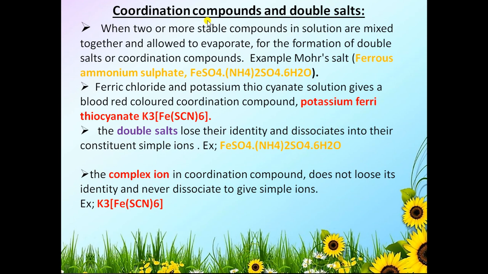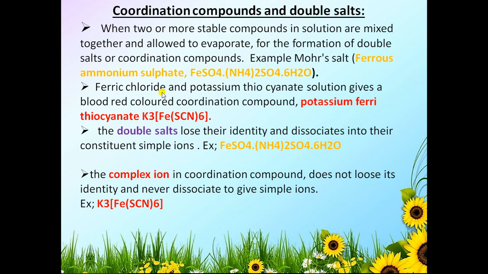Next, coordination compound and double salt. When 2 or more stable compounds in solution are mixed together and allowed to evaporate, we get a double salt or a coordination compound. For example, if we mix equimolar amounts of ferrous sulfate and ammonium sulfate, we get FAS, which means ferrous ammonium sulfate. The common name for the compound is Mohr's salt. This is the formula for Mohr's salt.